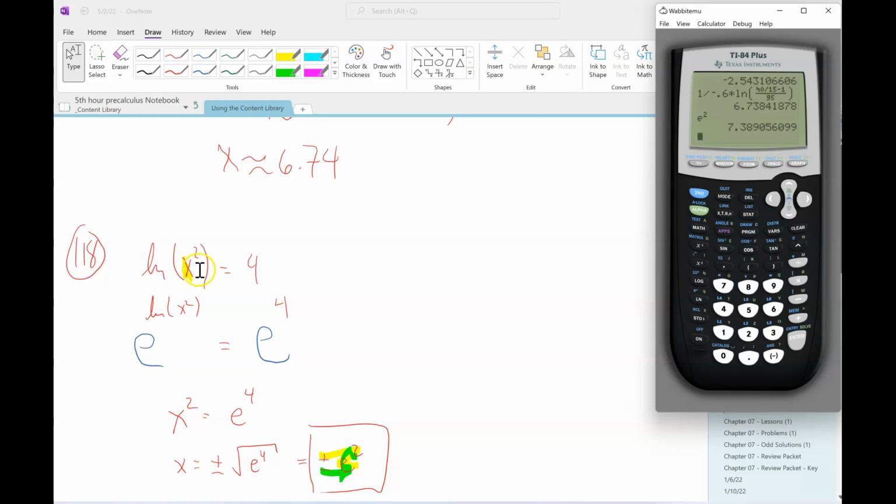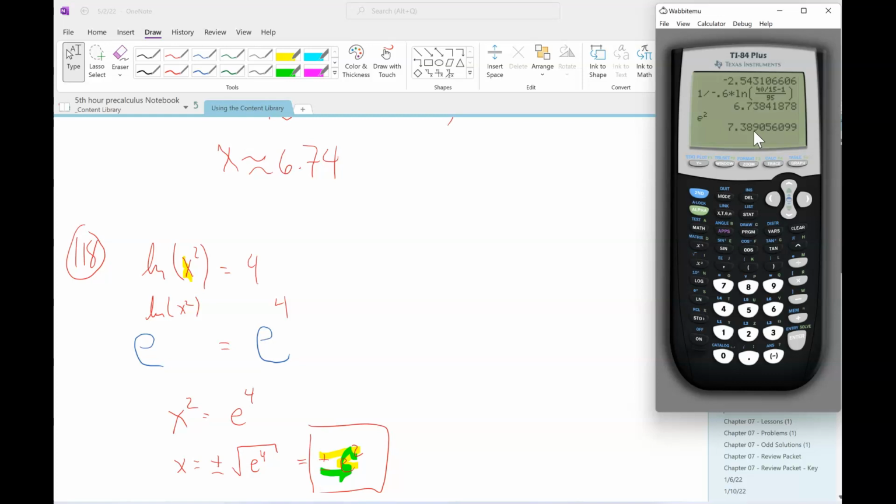Okay. So you could have written it as plus or minus 7.39-ish. But I'm cool with e squared. That's exact, which is righteous. But decimal's fine. No big deal. Okay. We cool?